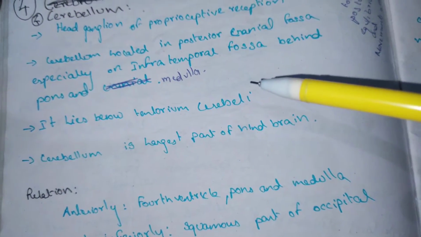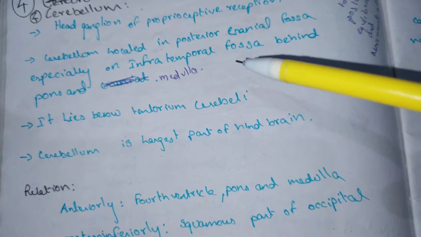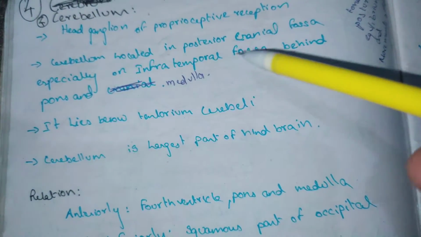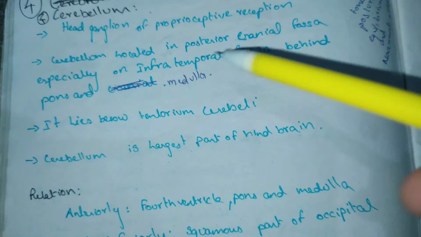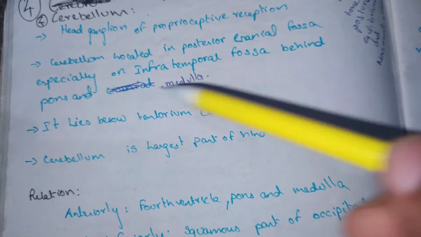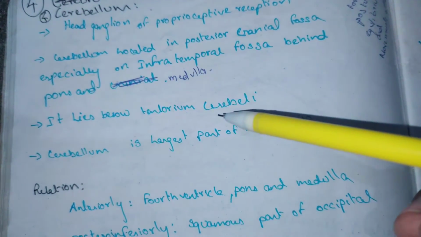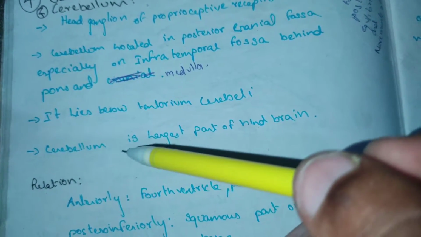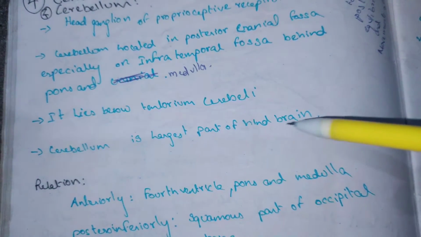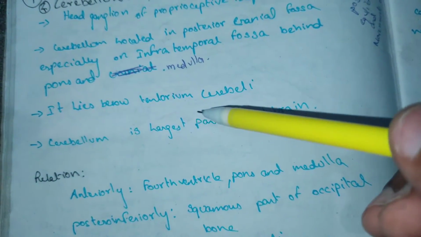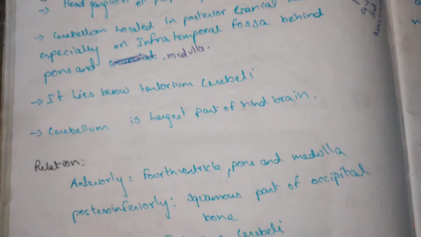The cranial fossa is divided into three: anterior, middle and posterior. This cerebellum is located in the posterior cranial fossa, behind the pons and the medulla. It lies below the tentorium cerebelli. The cerebellum is the largest part of the hindbrain.